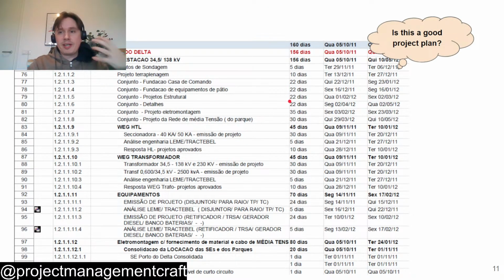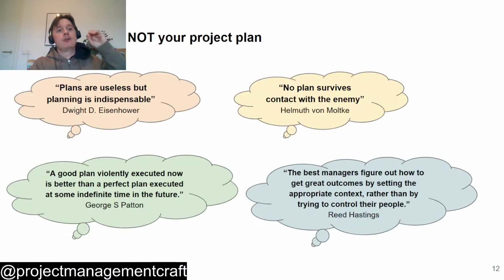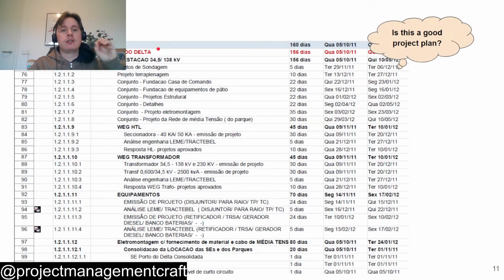So to start talking more about planning, I have a question for you. Is this a good plan or not? This is one of the plans for one of the projects I've worked on in the past. So take a moment and think: is it a good plan or not, just based on what you see here? Well, if you made a guess, of course I have no means to know what your guess was, but there's something very important that you need to understand. Your schedule is not your plan. So what you see here is not your project plan. It might be part of it, sure, but it's not your project plan.